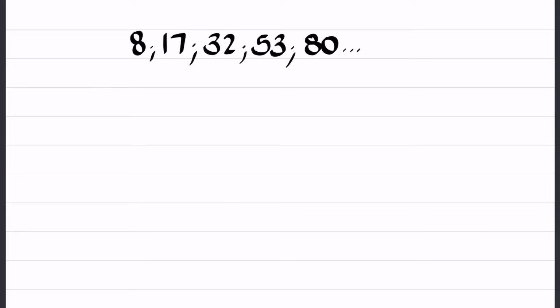Alright, if we look at our next example, we have 8, 17, 32, 53, and 80. So we're going to start by determining our first difference. So term 2 minus term 1, term 3 minus term 2, etc. So 17 minus 8 is 9. 32 minus 17 is 15. 53 minus 32 is 21. And 80 minus 53 is 27.